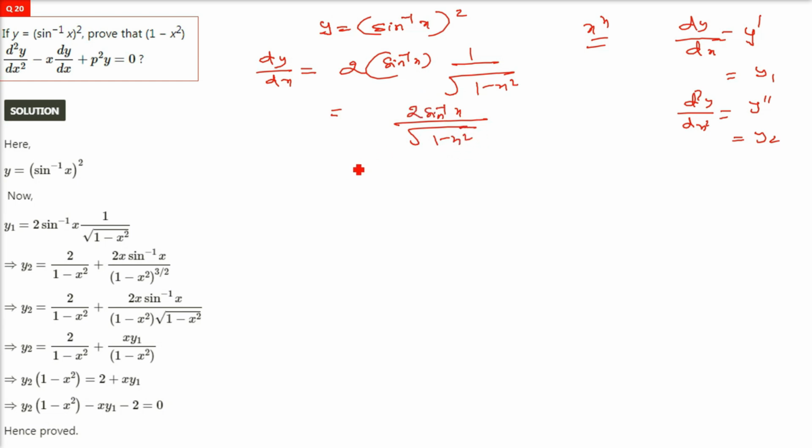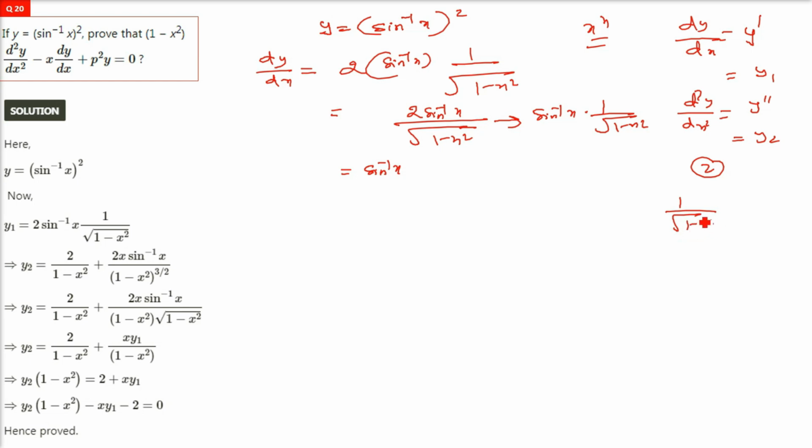Now next thing is d2y by dx2. You can use the product rule or the quotient rule, whichever you want, but I'm going to take the 2 later. Sin inverse x into 1 by under root 1 minus x square. So the first term, second term, product rule we will apply. Sin inverse x, and the differentiation of 1 by under root 1 minus x square.